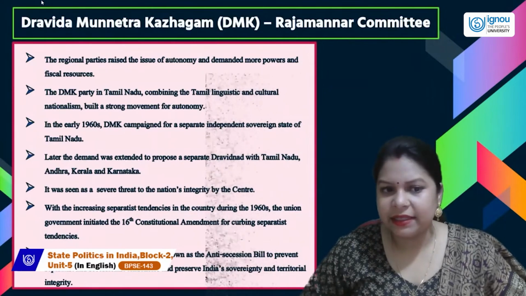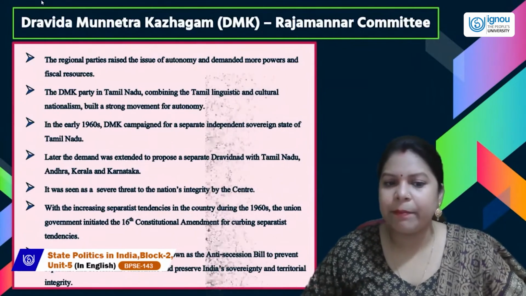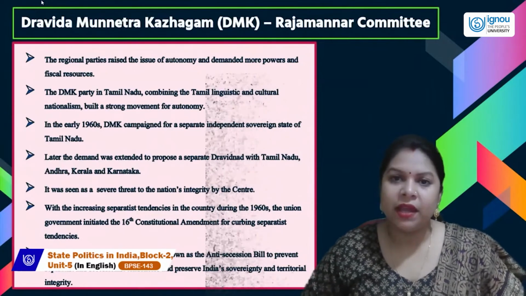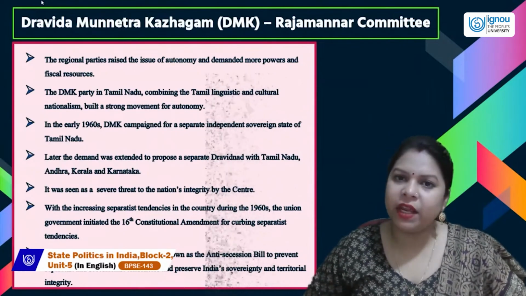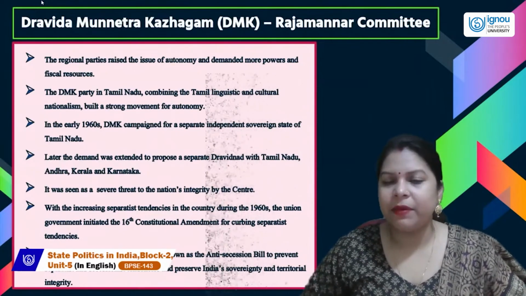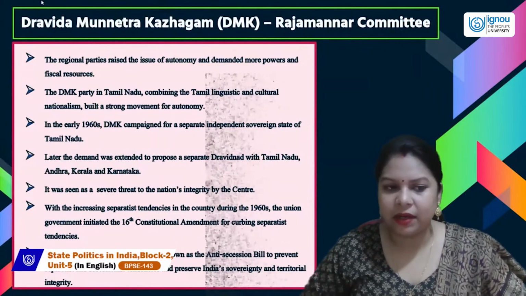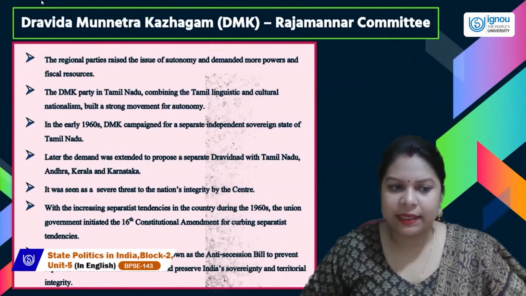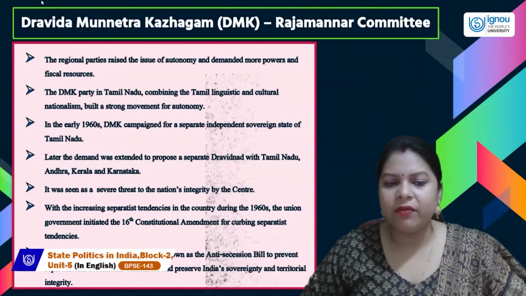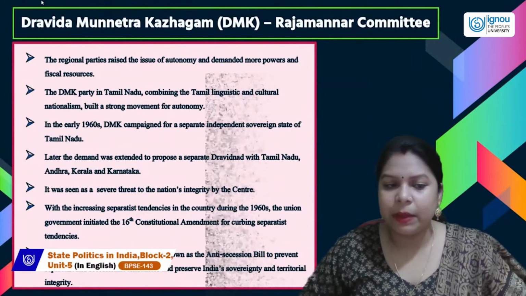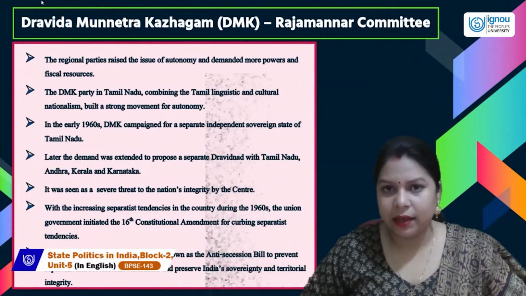In the early 1960s, this DMK campaigned for a separate independent sovereign state of Tamil Nadu. They wanted to be separated from the Indian territory and establish their own area. They wanted autonomy from the Indian center or the state. So later, the demand was extended to propose a separate Dravida Nadu with Tamil Nadu, Andhra, Kerala, and Karnataka.